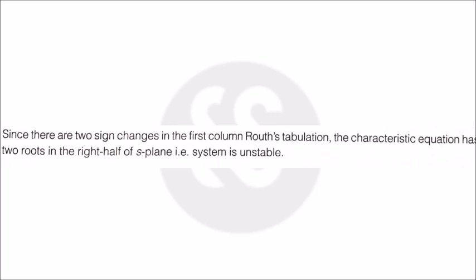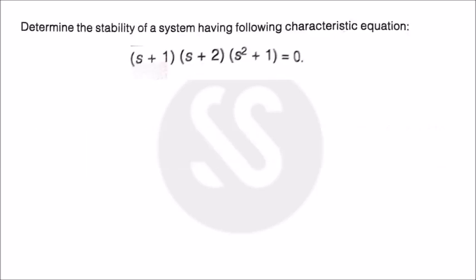The characteristic equation has two roots in the right half of the S-plane. That is why the system is completely unstable. Do you get my point? Let's try to solve some other problem and find it out.